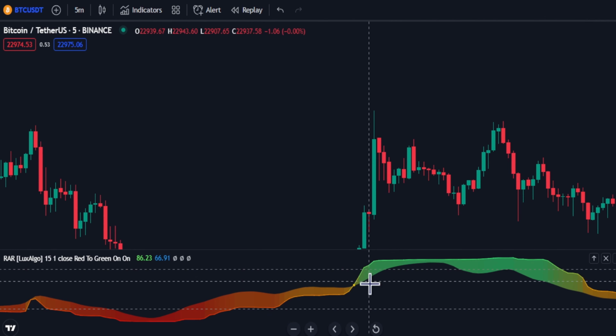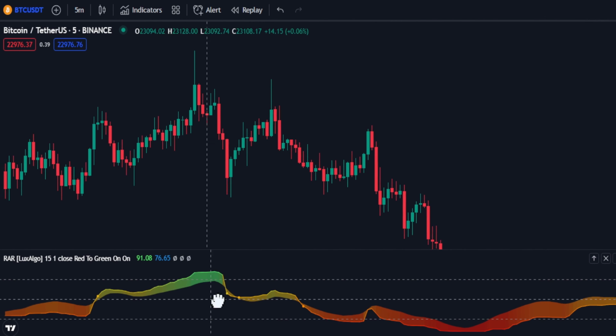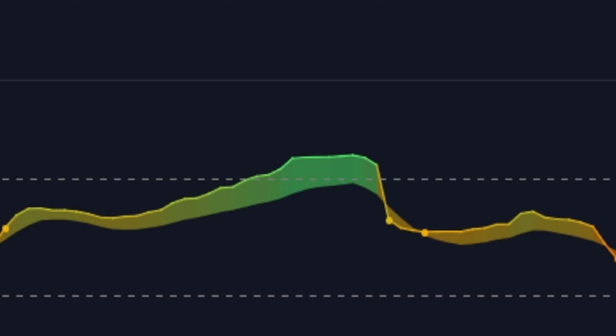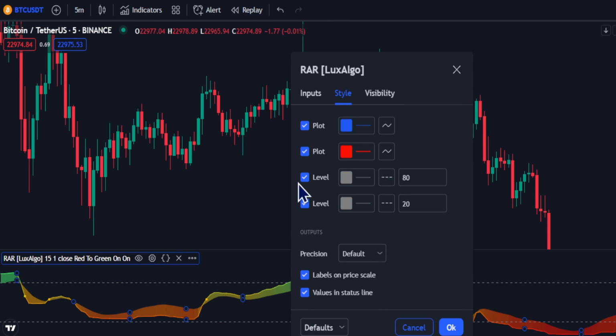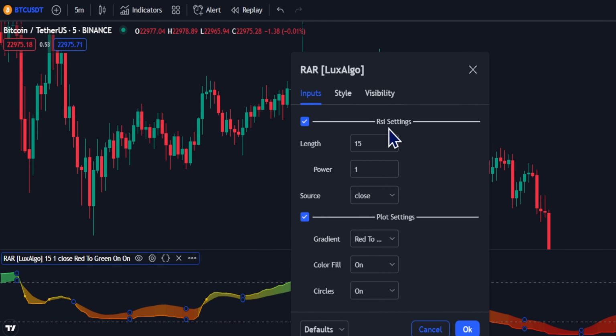So to put this simply, we can see that whenever the two lines cross each other, a circle will appear. And based on this signal, we will determine when to buy or sell. Now let's head over to the settings and see what inputs can be changed. As you can see, just like with the RSI, we can change the length of the indicator, however we won't be doing that. Instead, we will keep this indicator on default settings.